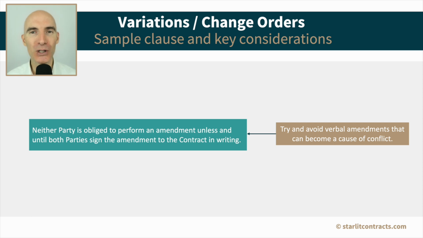The purpose of this clause is to try and avoid disagreements between the parties later on, because if there's a verbal agreement, something which is not supported in writing, and the parties subsequently have some sort of dispute or misalignment, then the issue with a verbal agreement is it's just the word of one party against the other party. So whenever possible, try and ensure that any amendment to the contract is recorded in writing clearly before the obligation to implement that amendment is engaged.